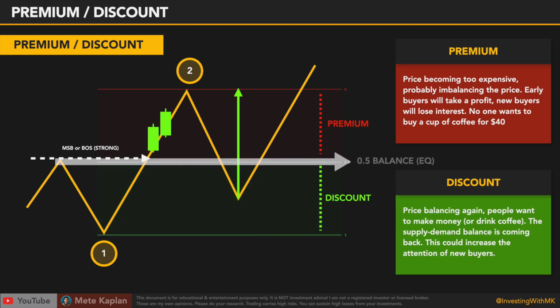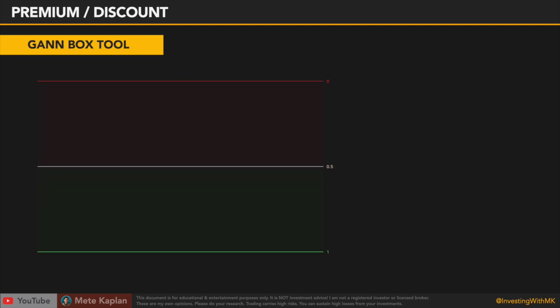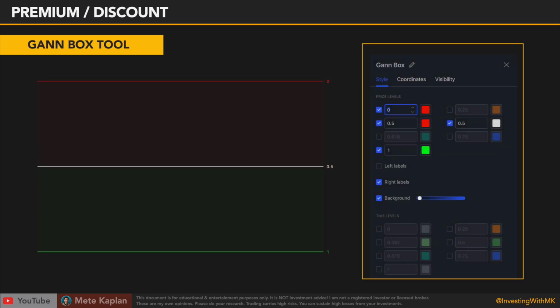The middle point is called EQ, or balance point. You can easily say this is the fair price of the product. Since we have already learned a lot from the previous video, let's move on. The TradingView tool that I use is called Gain Box. These are my current settings for the tool. It may change in the future. However, this clearly shows me the premium and the discount zones.